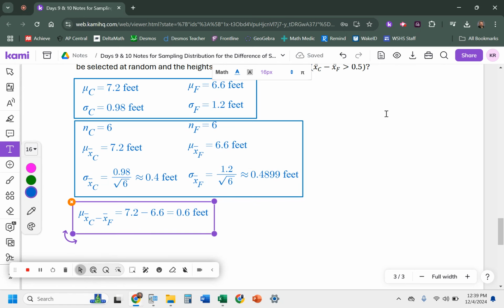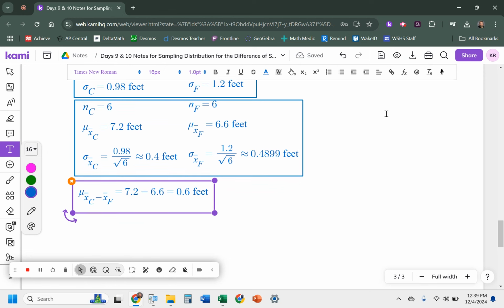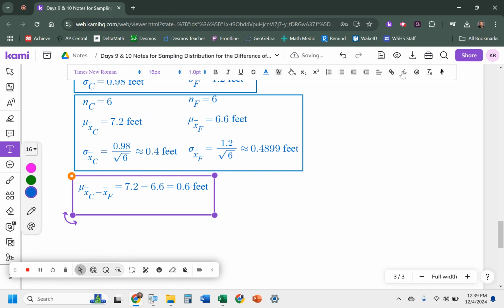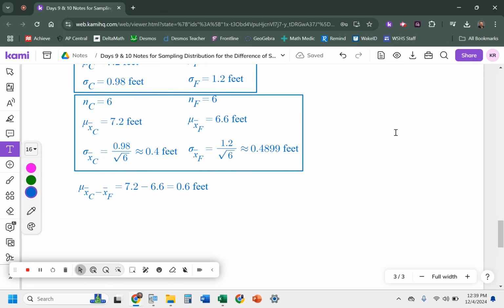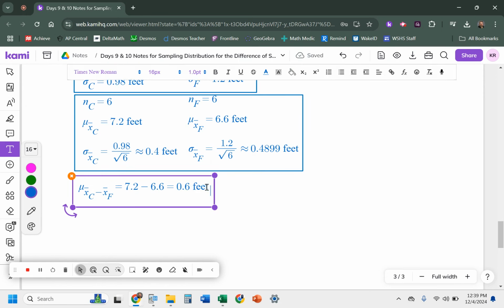So that's our average difference between the waves. If I took every sample of size 6, this would be the average difference in heights between the waves on the California beach and the waves on the Florida beach. Now, in addition to the center, I also need to know the spread. That means I need to find the standard deviation for this sampling distribution of the differences of the sample means. So let's do that next.